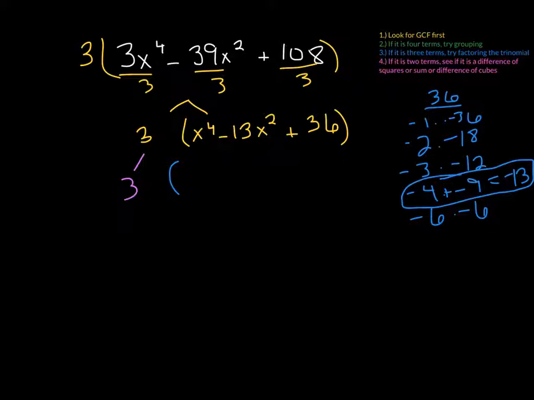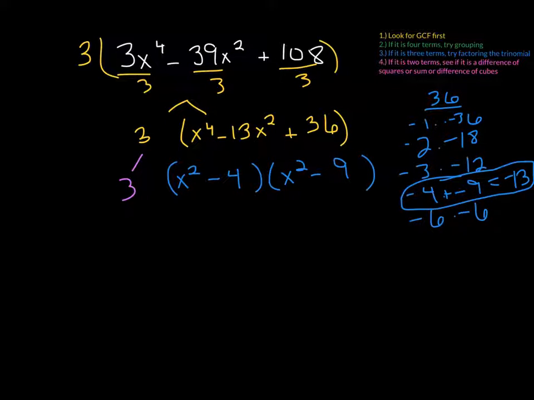Now, we have x to the 4th there, not x squared. So we need x squared and x squared so that when we do the first, we get x to the 4th. And then it would be minus 4 and minus 9. Okay, now x squared minus 4 and x squared minus 9 are both difference of squares. So we'll bring this 3 down because we can't do anything with that. We can break this down.